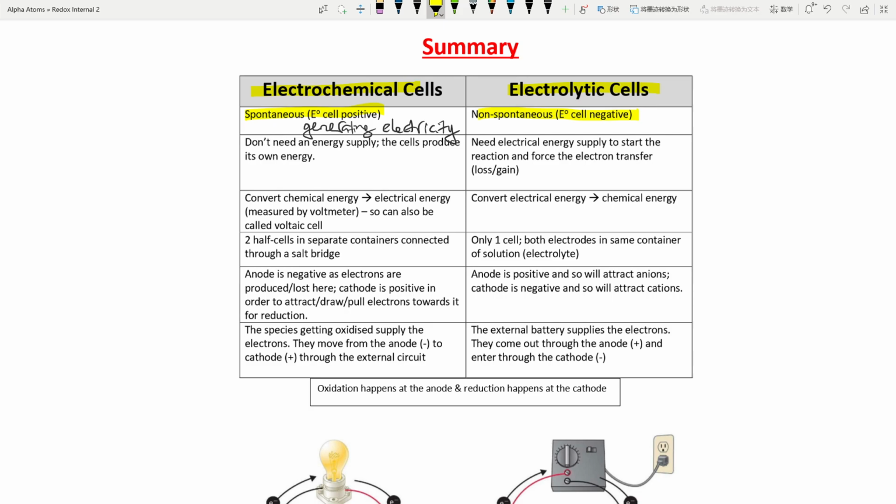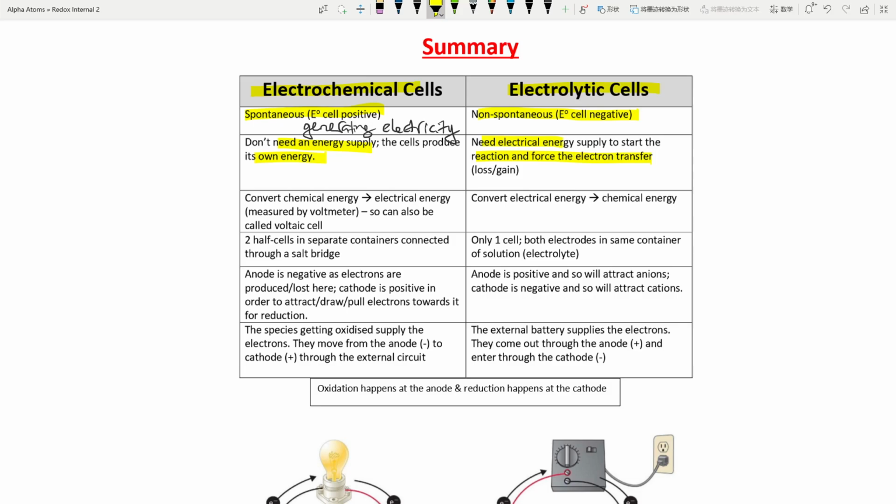So just remember, for an electrochemical cell you want the positive overall value, and for electrolytic cells you want the negative value. That's further enhanced here. You don't need an energy supply; the battery produces its own power, whereas in the electrolytic cell you need electrical energy to start the reaction and to force the electron transfer. That's one of the keywords here, to force the electrons to go, because naturally they don't want to go. The oxidant and reductant are not very keen to react, so you give them some incentive, you give them voltage, and you force them to go.